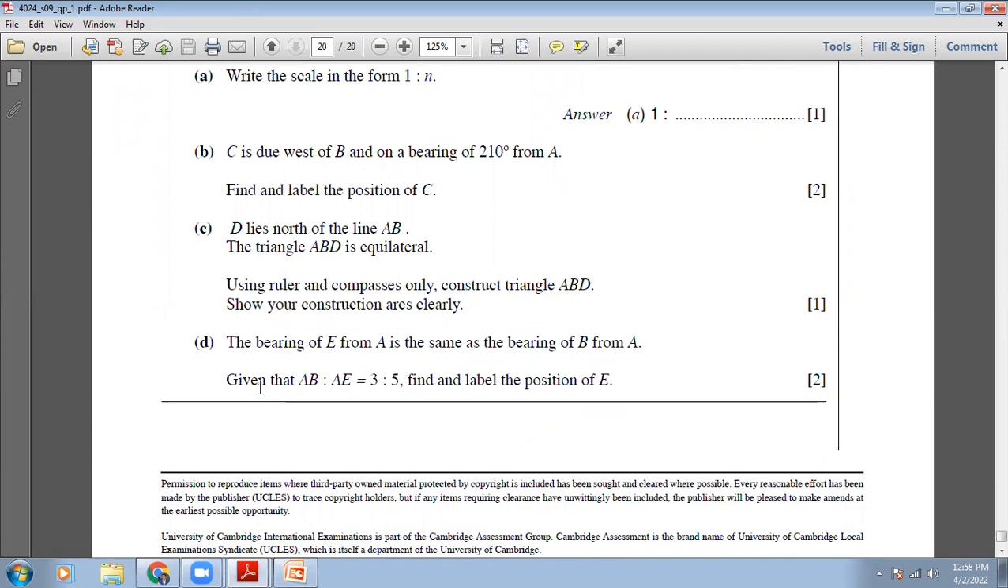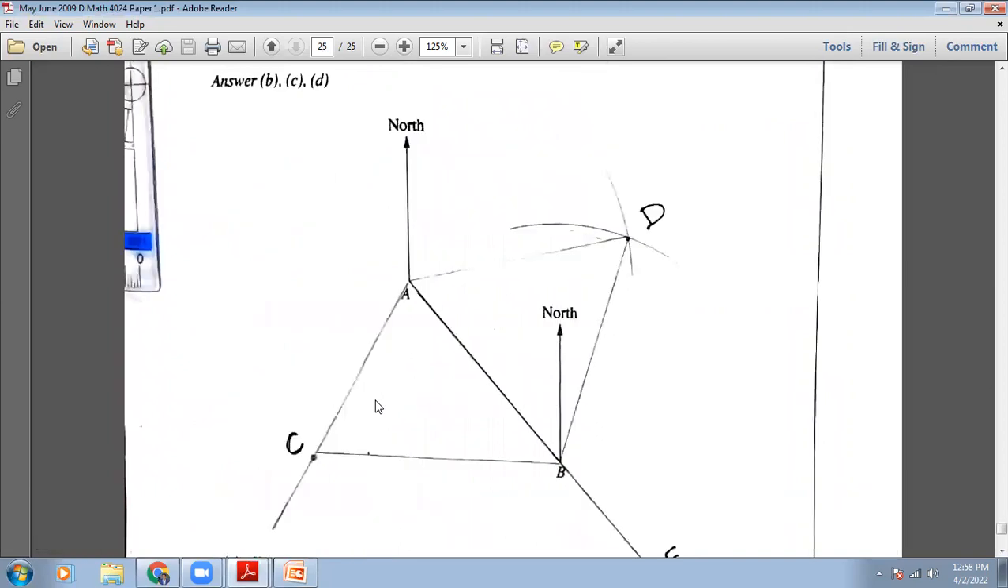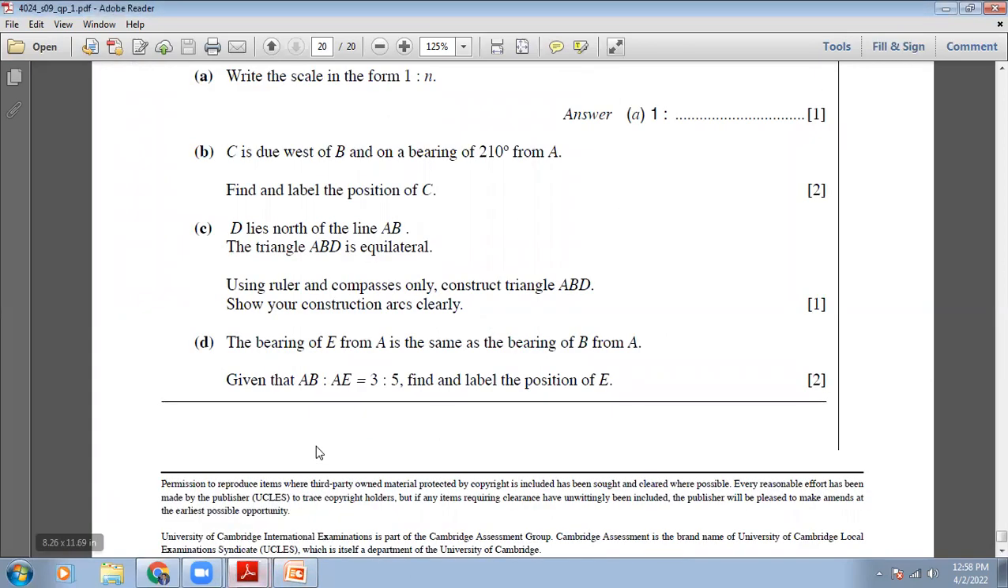Then they have asked us, D lies north of the line AB. The triangle ABD is equilateral. Using ruler and compass only, construct the triangle ABD. Show your construction arcs clearly. Okay. So because this ABD triangle is equilateral, all the three sides are equal to the AB. Open your compass equal to AB, put it on B, mark arc, put it on A, mark arc, where these two arcs intersect, that's the point D, join them. The D is in the north of the AB line, so this is the position of the D. This is how you draw this.